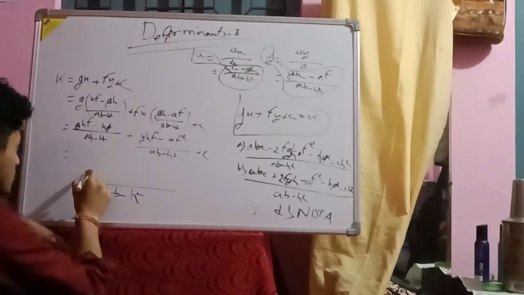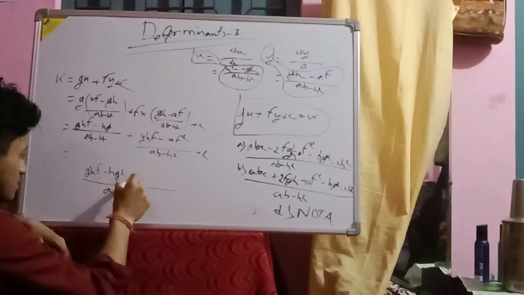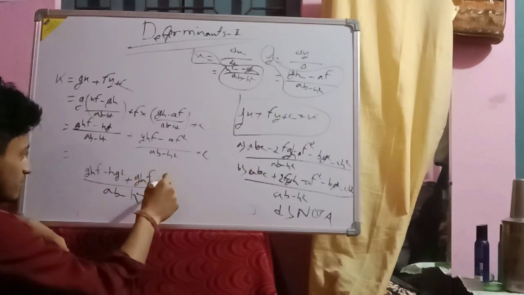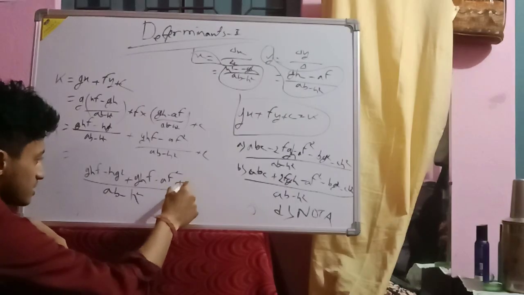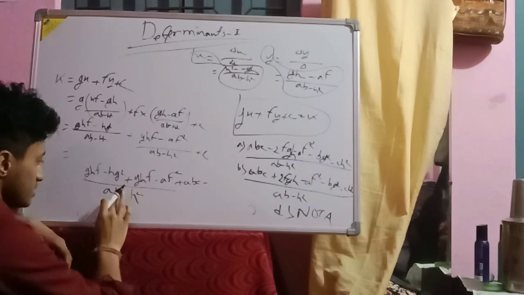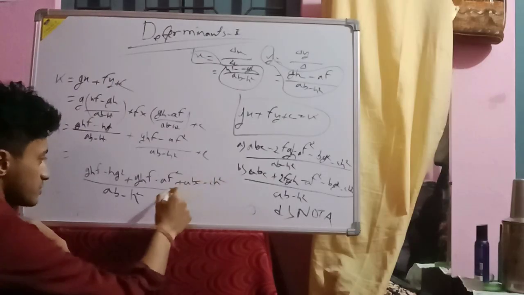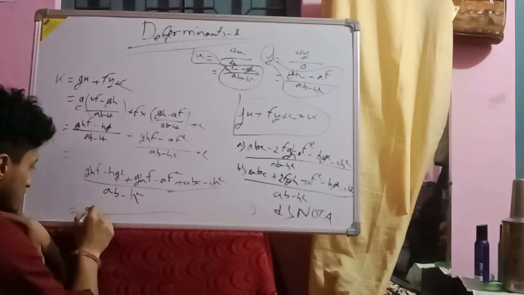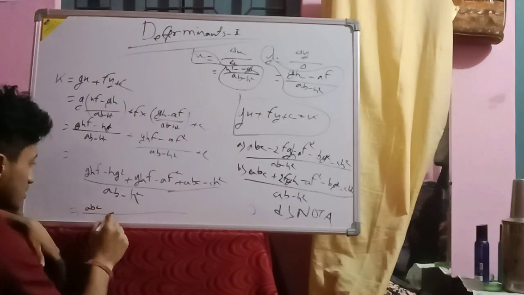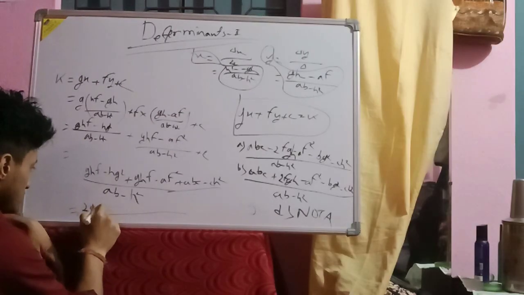Here we have GHF minus HG square plus GHF minus AF square plus ABC minus CH square. This can be simplified as ABC plus, like this one, 2GHF.